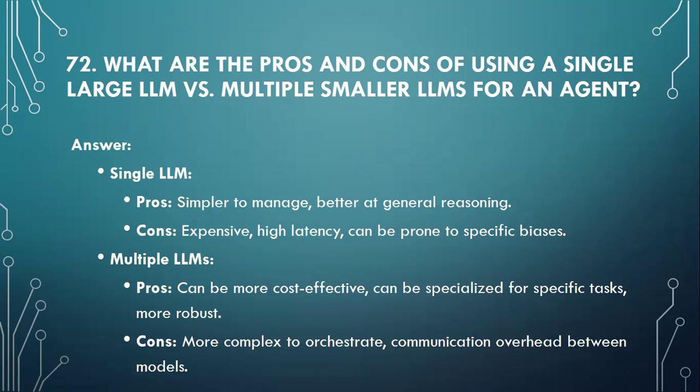Single LLM pros: simpler to manage, better at general reasoning. Cons: expensive, high latency, can be prone to specific bias. Multiple LLMs pros: can be more cost effective, can be specialized for specific tasks, more robust. Cons: more complex to orchestrate, communication overhead between models.